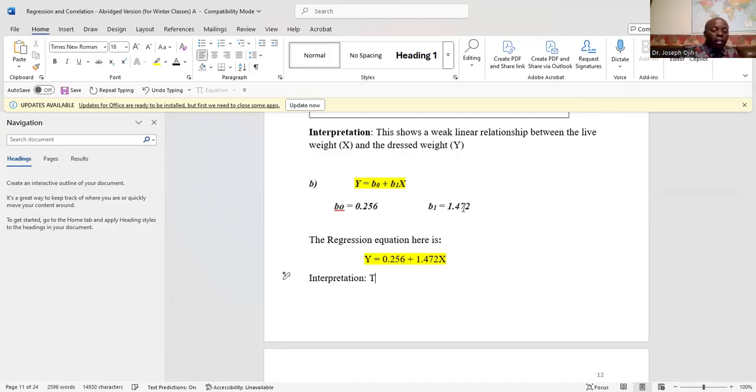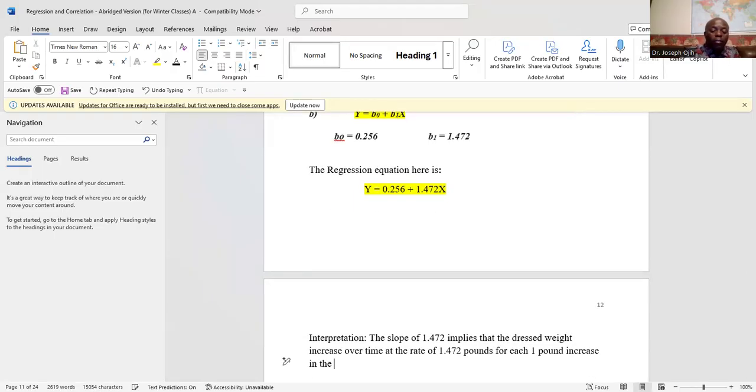So you can see this. The slope of 1.472 implies that the dress weight increases over time at the rate of 1.472 pounds for each 1 pound increase in the live weight.